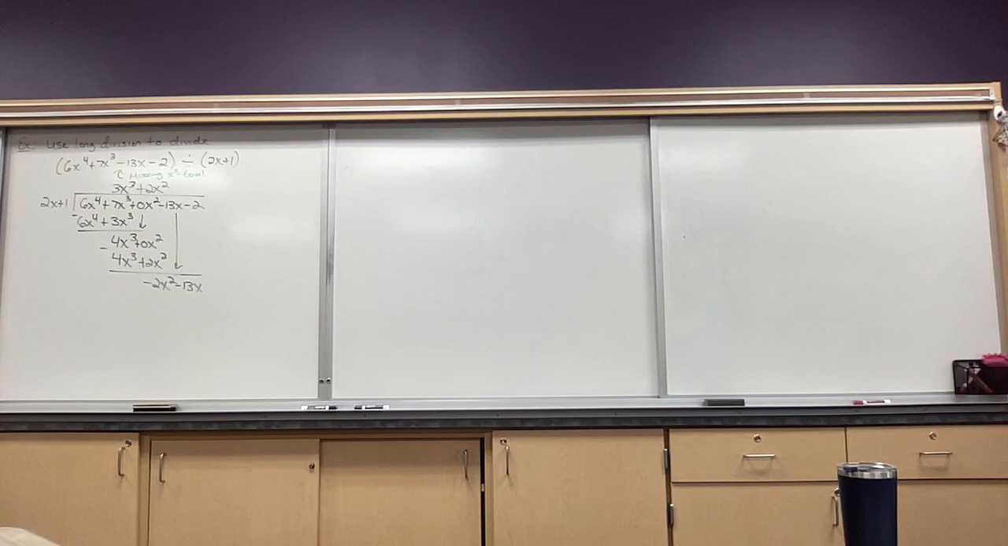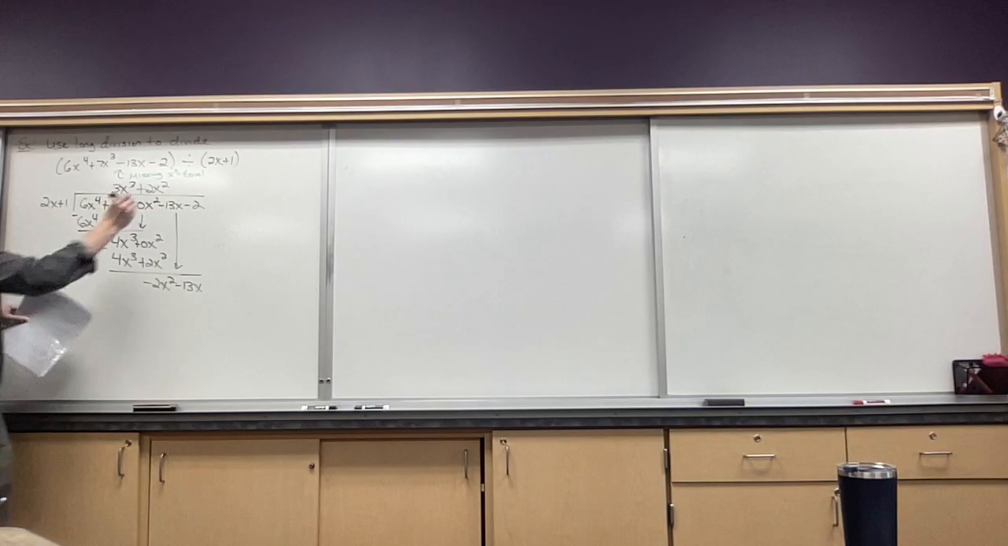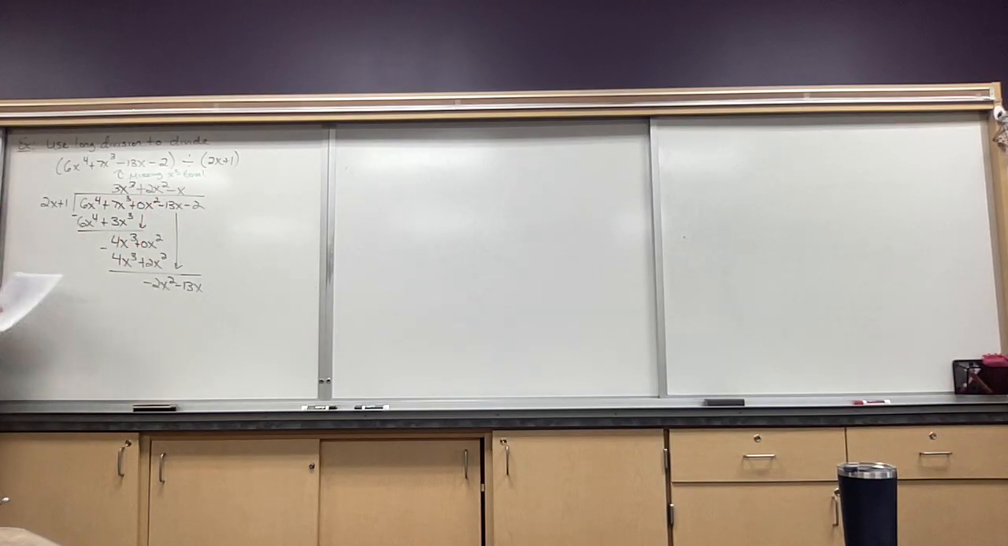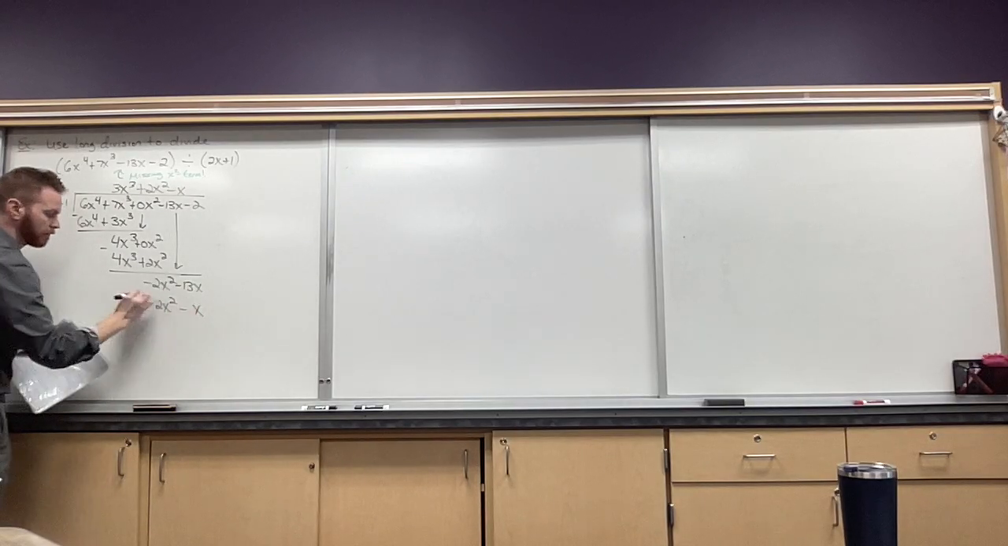I would recommend as you're doing this, make sure you're writing neatly, because you can see where some issues could happen if you do this kind of sloppily. Okay, what can I multiply this by to get a negative 2x squared? X. Yep. Not just an x, but a negative x, right? So we get a negative 2x squared, and then we get a minus x.